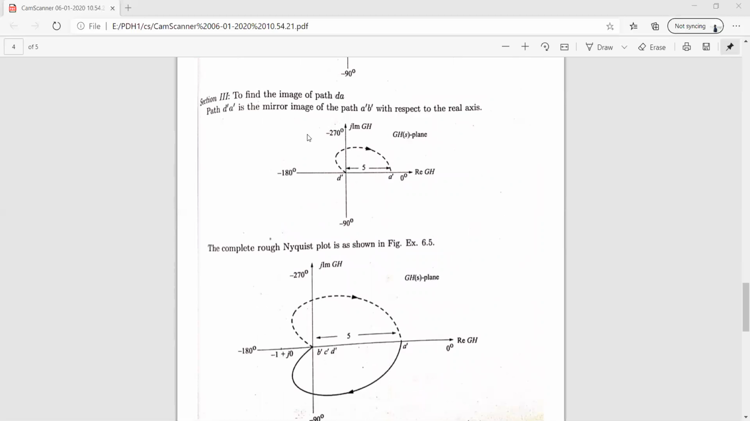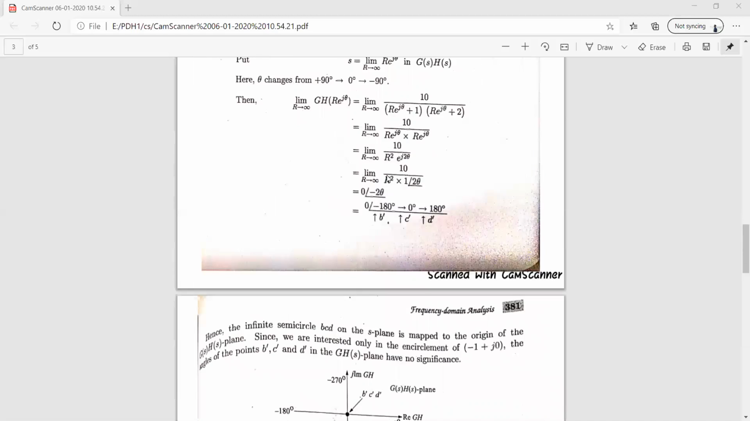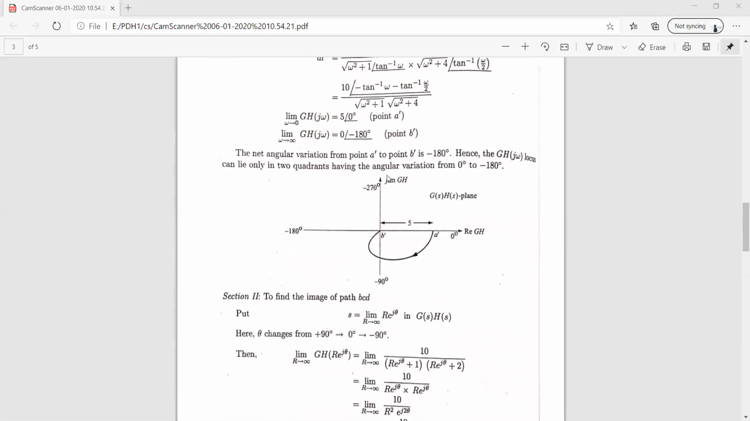After finding these contours, A dash, B dash, C dash, D dash and D dash, A dash, the complete Nyquist plot will be like this. A dash in this way, see the direction, B dash, C dash, D dash here itself, then D dash, A dash. So this is the magnitude of how much? 5. This magnitude we have obtained in the first section only. See here, this is the magnitude 5.